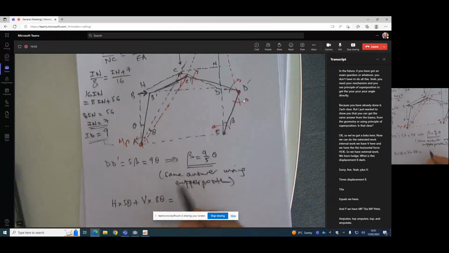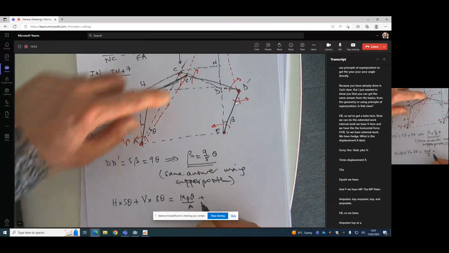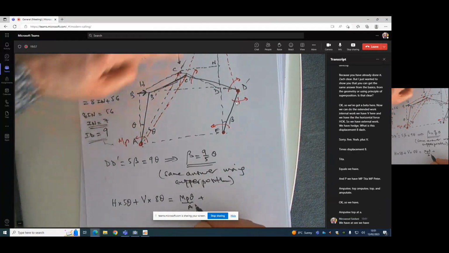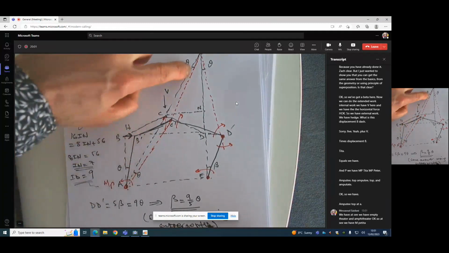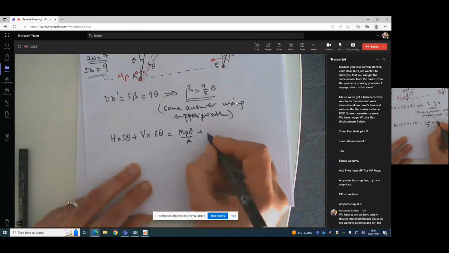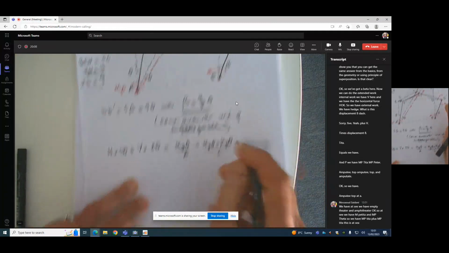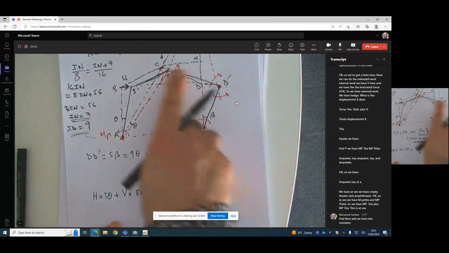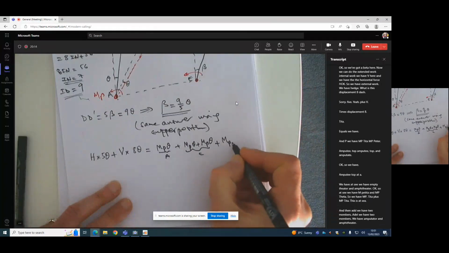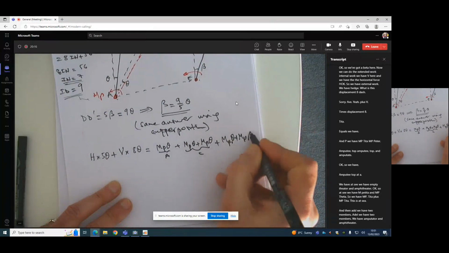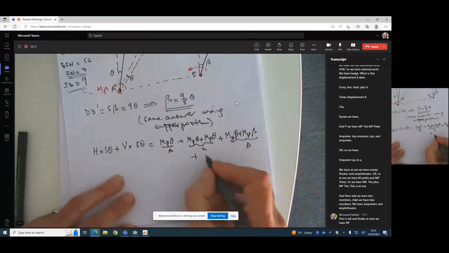So we have MP theta at A, and at C we have MP theta and MP theta, so MP theta plus MP theta. This is at C. And then at D, we have two members, MP theta and MP beta. This is at D. And finally, at E, we have MP beta.